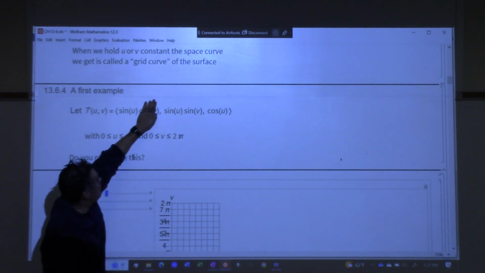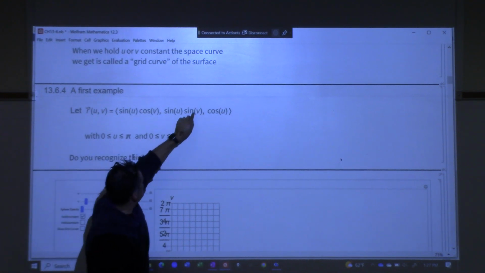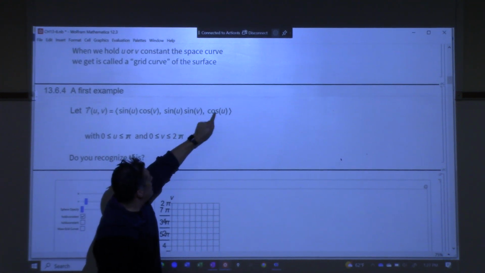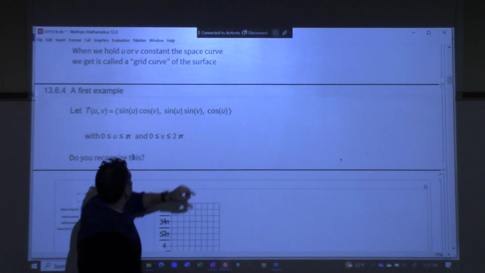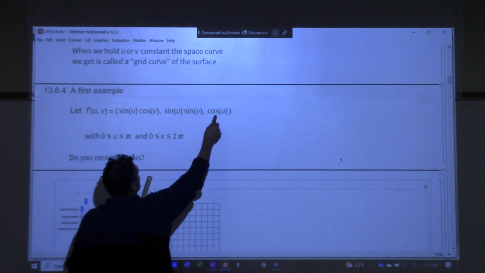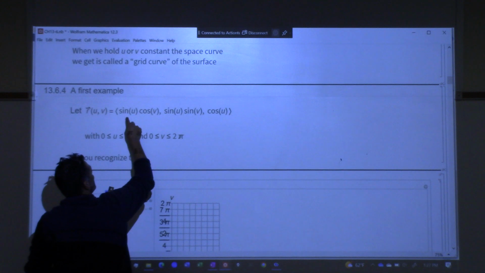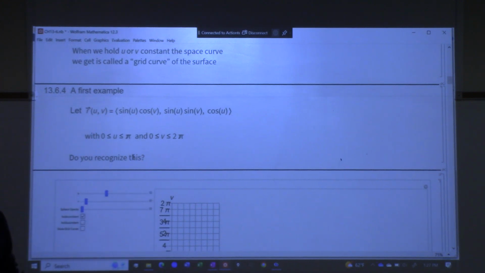That would be a constant, right? And then that would not be a constant. So we would basically have cosine u, sine u times a number, sine u times a number, right? And the question would be, what does that draw? Because now that's more like a curve, because it's only depending on one variable. What would that draw?